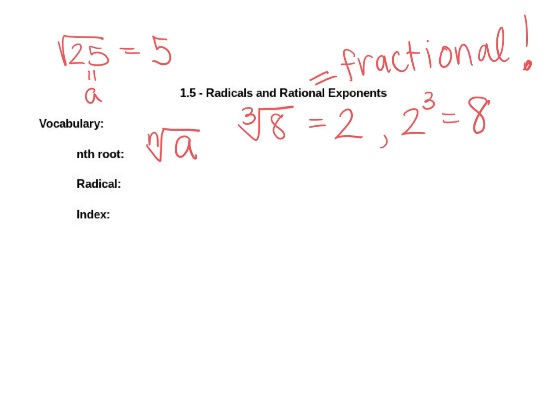The radical is this part. That's a radical. Basically, any radical, any square root is called a radical. And the index of the radical is whatever root you're trying to take. That is the index. So the nth root can be the cube root, the fourth root, the fifth root, whatever. The radical, and then the index.